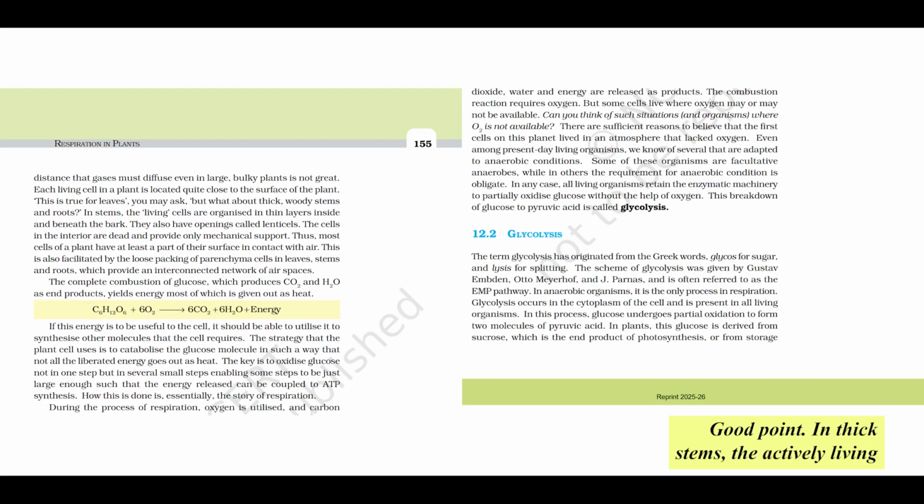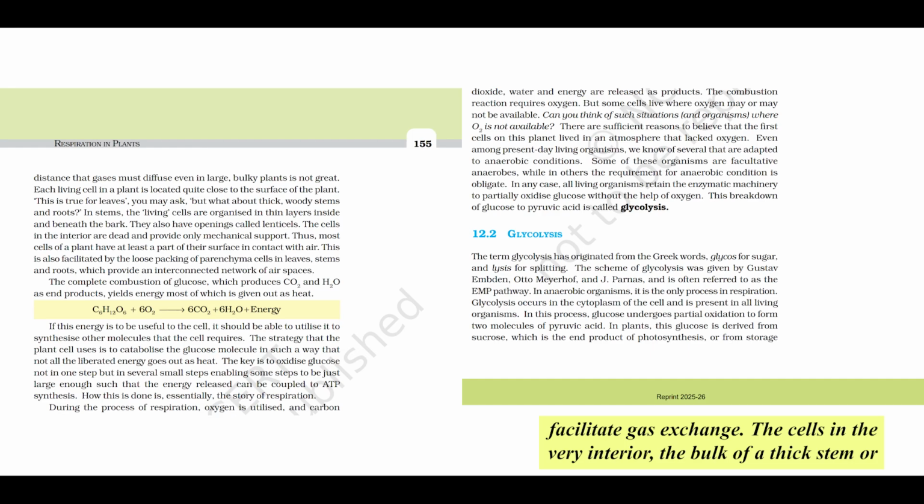Good point. In thick stems, the actively living cells are primarily organized in thin layers just inside and beneath the bark, forming the vascular cambium, phloem, and outer xylem. These layers are directly exposed to the atmosphere via openings called lenticels, which efficiently facilitate gas exchange. The cells in the very interior, the bulk of a thick stem or root, are often composed of dead cells like the heartwood of a tree, which primarily provide mechanical support and do not require oxygen for metabolic activity.